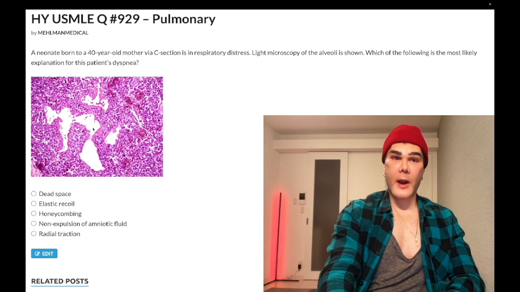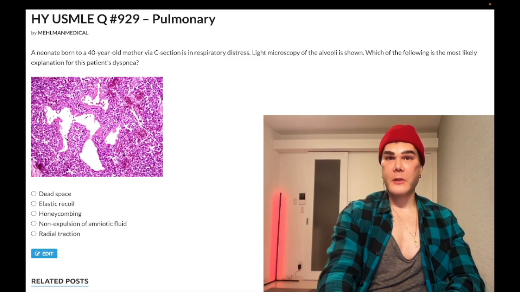These open areas, these lumina, appear to be collapsed, and eosinophilic means pink, basophilic means purple. We've got what appear to be highly eosinophilic membranes, hyaline membranes composed of dead cells and proteins lining these alveolar lumina. So NRDS. Let's just go to the answer choices here. What's most likely to be seen? Choice A, dead space, wrong answer.